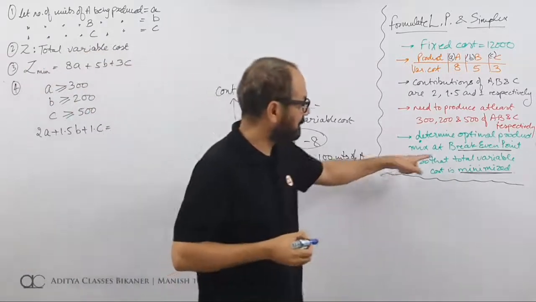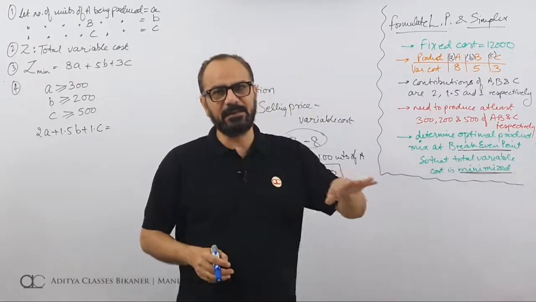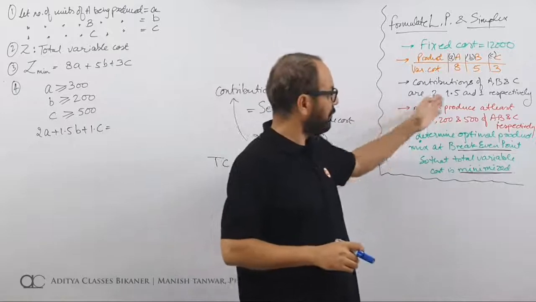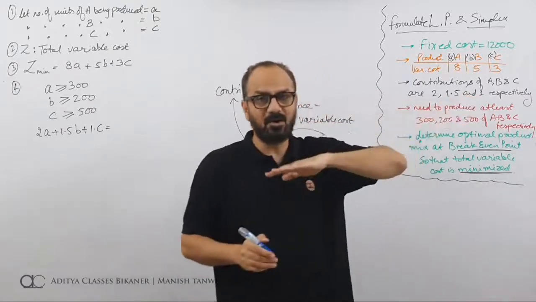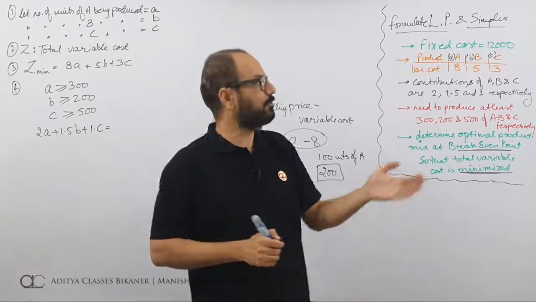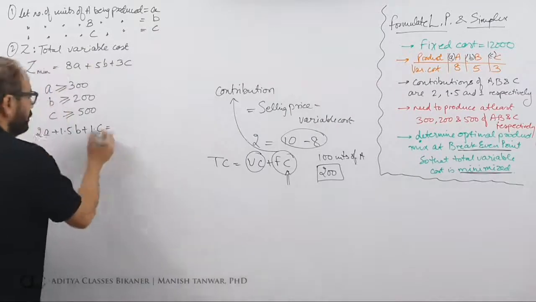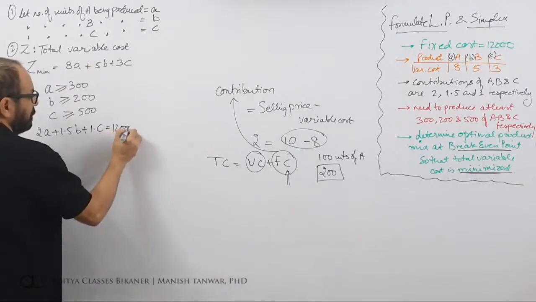Now, because they are talking of break-even point, what is break-even point? Where my fixed costs are completely recovered. So, all these contributions need not be more than fixed cost. These need to be only 12,000 because we are talking of break-even point. So, these need to be equal to 12,000.